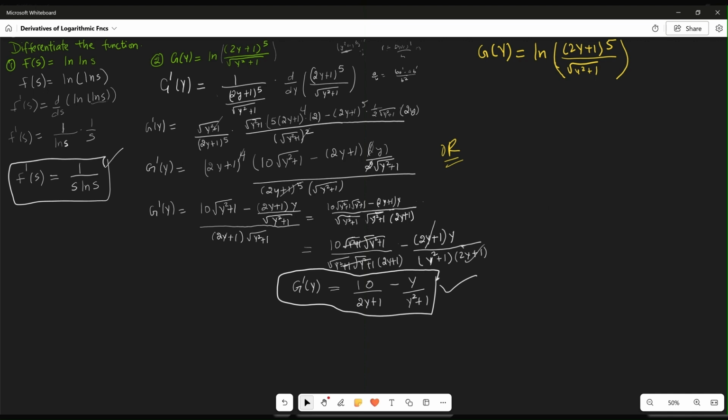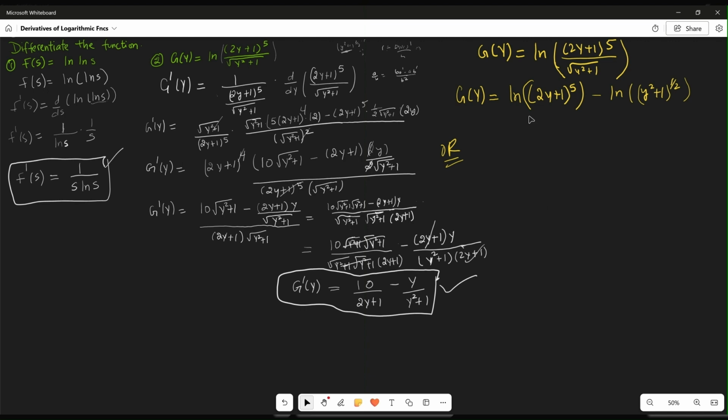Logarithmic functions. Natural log of a over b is equal to simply natural log of a minus natural log of b. So we will do that. We are still simplifying it, so we haven't started taking the derivatives yet. So it's 2y plus 1 raised to power 5 minus natural log of y square plus 1 raised to power square root, right? Half. So I'll just write this way.